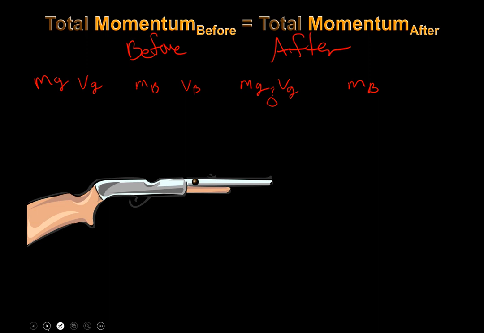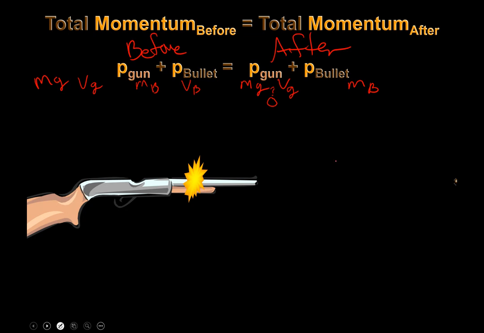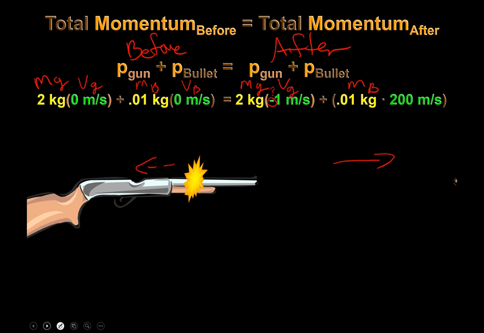Oh, not that far back. This far back. Which direction is the bullet going? The bullet is going to the right. Which direction is the gun going? The gun is going to the left. So that negative there is just telling us to the left. And then our velocity of our bullet is positive because it's going to the right.